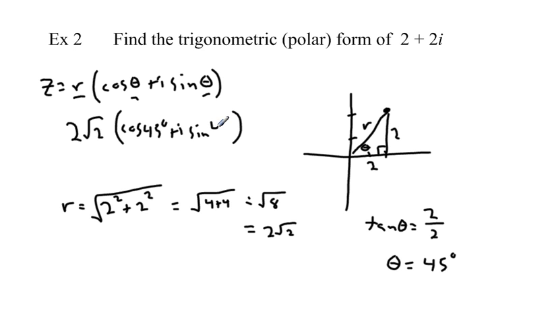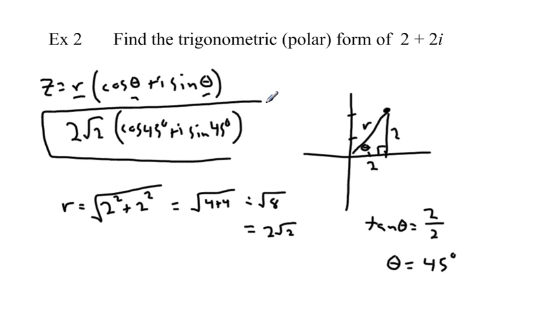And that's your final answer. So using some trigonometry, you can find R, which is this length here. You can find theta, which is this angle here. Plug those in, and you're done. That wasn't so bad, was it? I didn't think so.